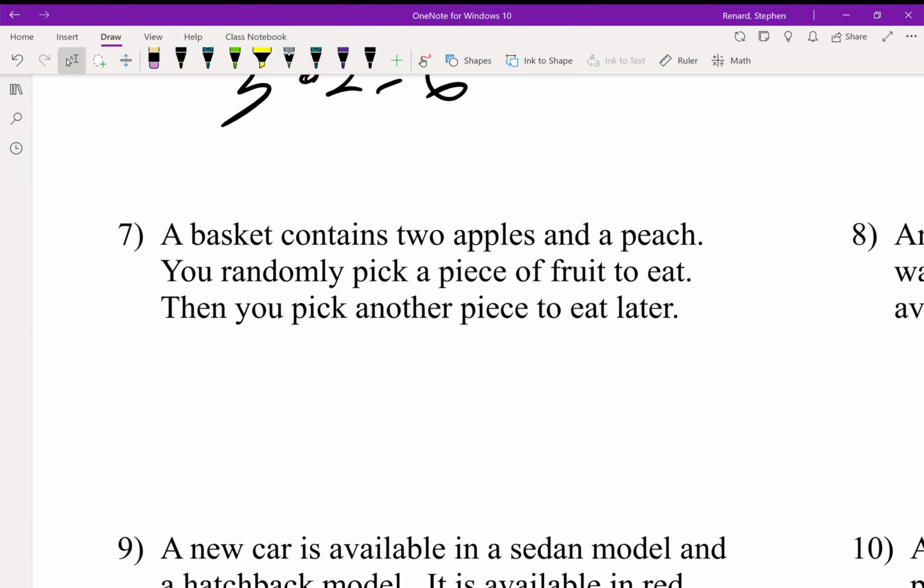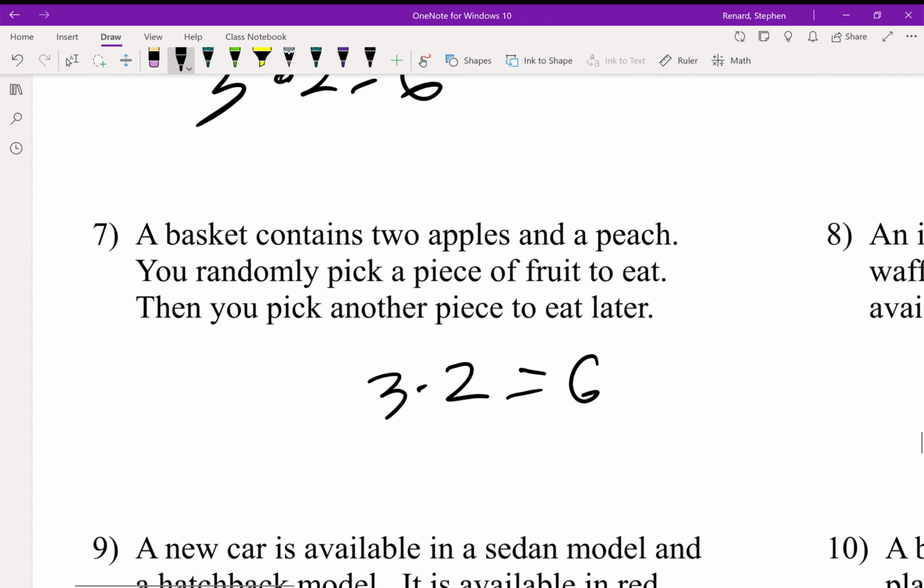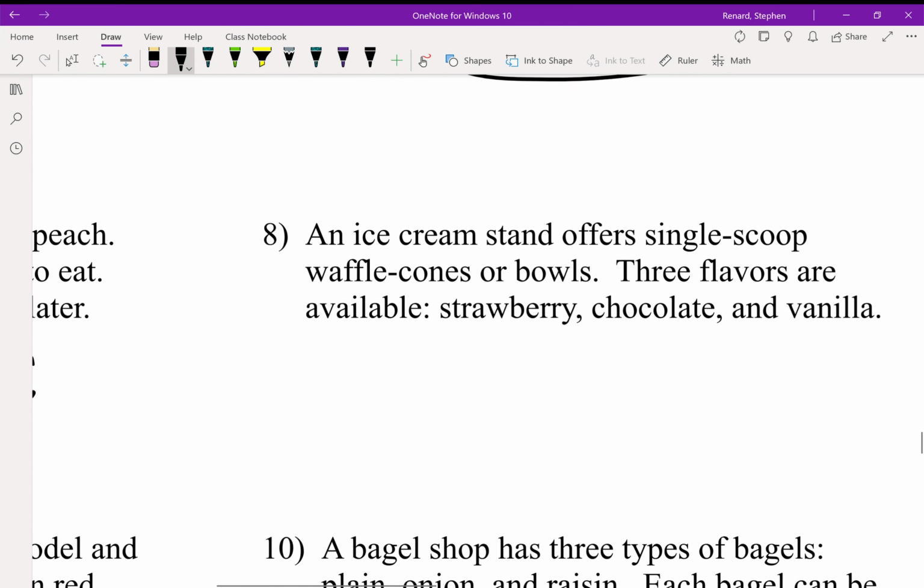2 apples and a peach. Again, 3 times 2, 6. If you wanted to say, well, if you're just looking at the piece of fruit you eat, you can either eat apple peach or peach apple, right? Or you could eat apple apple, I guess, too. But I'm going to go with 6.